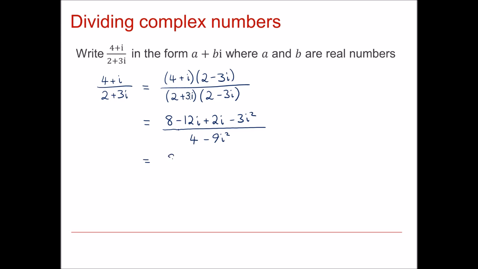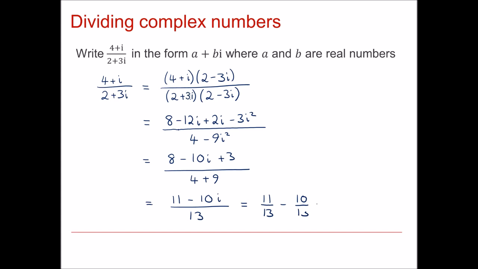Simplifying the top, we get 8 minus 10i plus 3, and the denominator is 4 plus 9. So that gives us 11 minus 10i over 13. It's usual to write this as two separate numbers, so 11 thirteenths minus 10 thirteenths i.